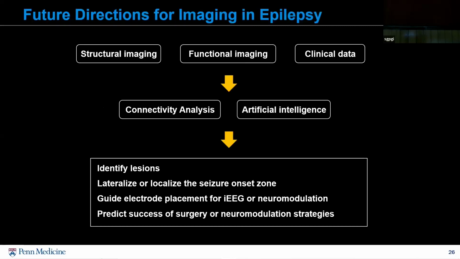Finally, in terms of future directions for epilepsy imaging, I think we're seeing more and more in our own research group and in the literature attempts to combine structural imaging, functional imaging, and clinical data with brain connectivity analysis and artificial intelligence to try to identify lesions, lateralize or localize the seizure onset zone, guide electrode placement for intracranial EEG or neuromodulation, and predict the success of surgery or neuromodulation strategies. And I'm really excited to see where this leads.